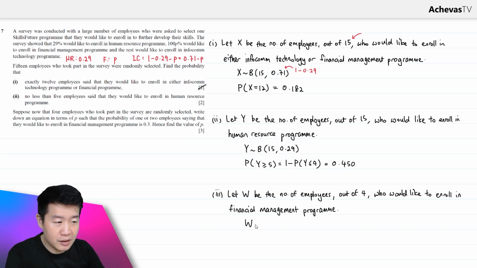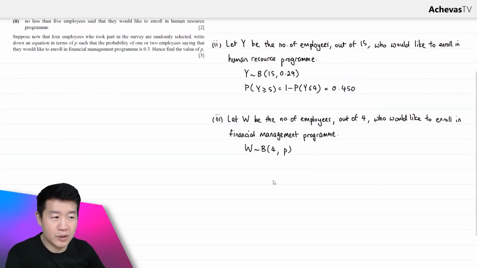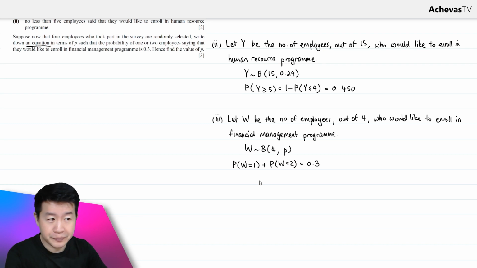So W here is once again going to follow a binomial distribution. Out of the number of trials 4, the probability of success is going to be P. Either 1 or 2 will be enrolling. That means I'm talking about the probability that W is equal to 1 plus the probability that W is equal to 2. And this probability, according to the question, is going to be equal to 0.3. Well, should we consider this as the equation that the question is trying to ask for? Because the question says, write down an equation in terms of P.